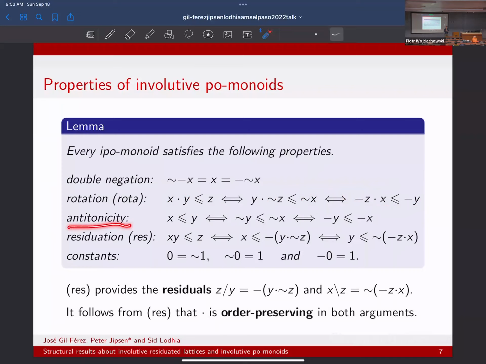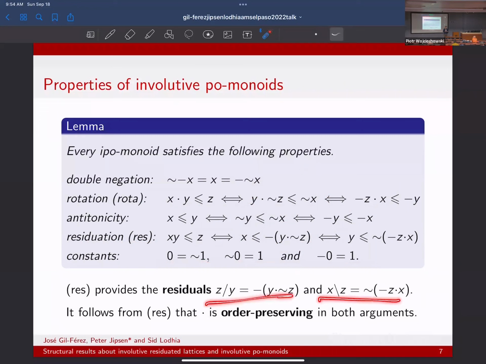And then it follows that you have antitonicity. That's very easy. You just plug the identity in for one of the three variables in the right place. And you do residuation. Well, you get residuation from the rotation axiom by applying minus to this equation. Then you get x on this side is less than minus the remaining part, and this is now the residual. It's how the residual is represented in involutive residuated lattices. And the constants are related in the way that you wish.